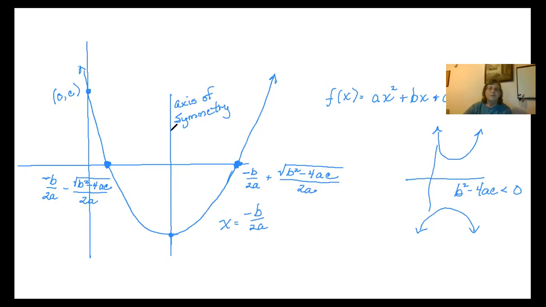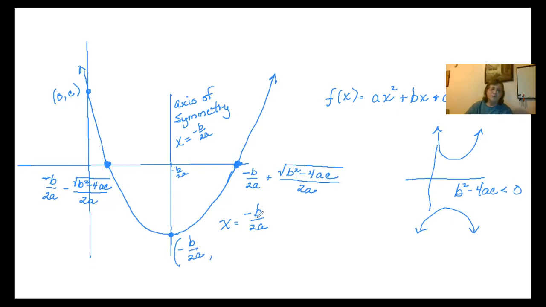Now, what that means is the line that goes down through the parabola and cuts it in half is called the axis of symmetry. And the equation of the axis of symmetry, because it's always got to fall halfway between the x-intercepts, is x equals negative b over 2a. That's the equation of the vertical line going down through the middle of the vertex. So the vertex has as its x value negative b over 2a.